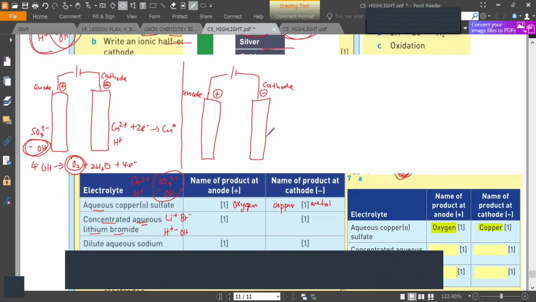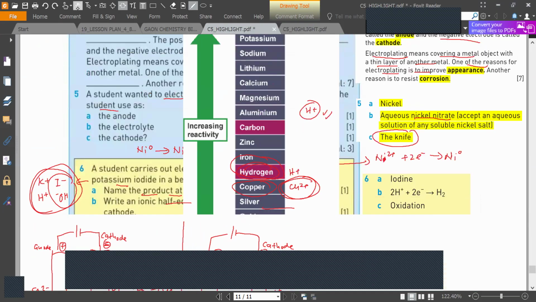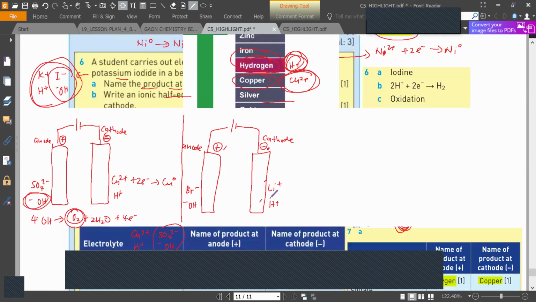Negative attracts positive: lithium and hydrogen. And then here it will be bromide and hydroxide. Negative attracts positive, positive attracts negative. Now we'll look at this side, lithium and hydrogen. We can see here, lithium is here, hydrogen is here. So in this case, the lower one will react. The hydrogen will react.